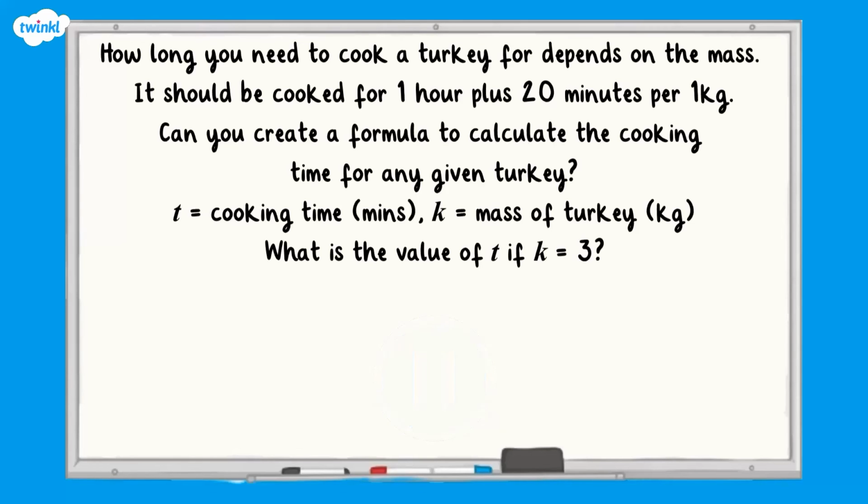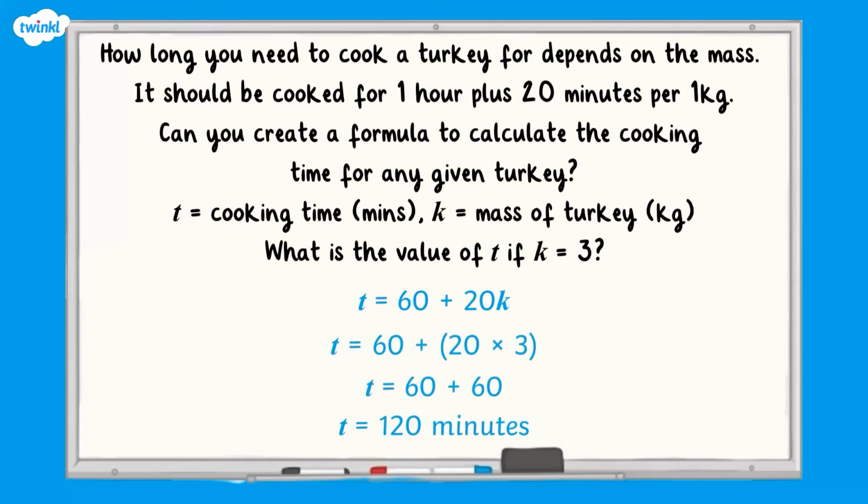You should have come up with the formula T equals 60 add 20K. Did you remember to change the 1 hour into 60 minutes? Using this formula, it would take 120 minutes or 2 hours to cook a 3 kilogram turkey.